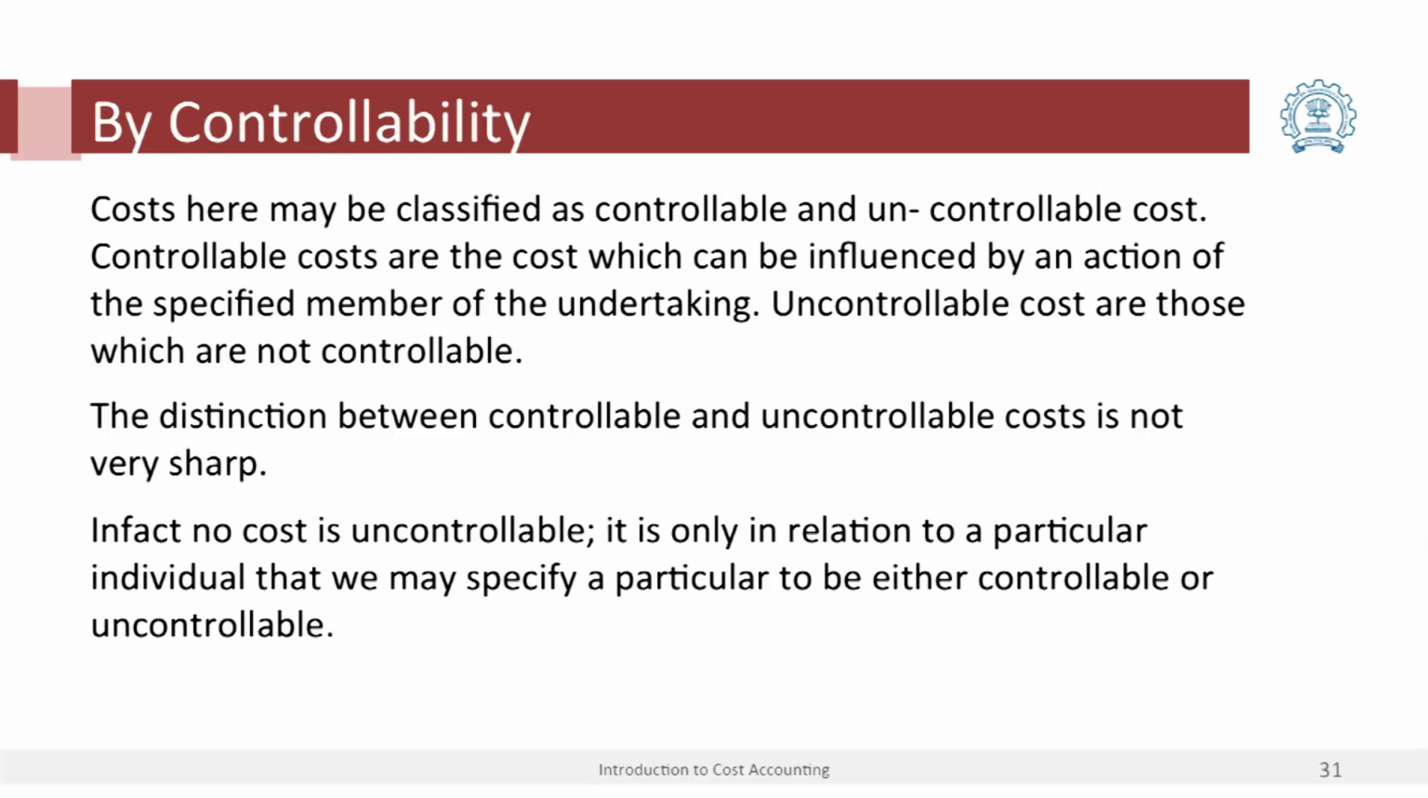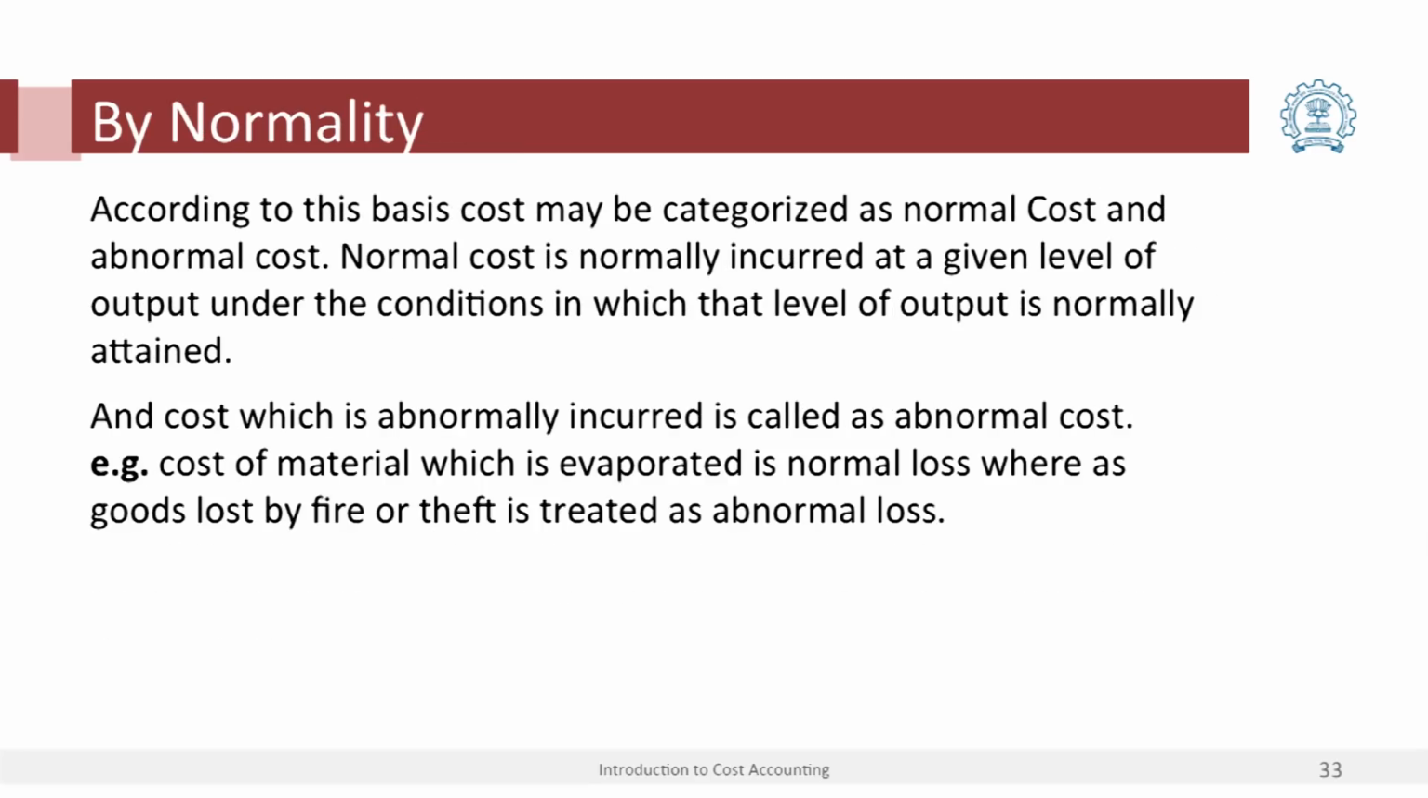The next classification is as per normality. All costs which are incurred in the normal course are known as normal costs. What are incurred in exceptional conditions, for example, there is a fire, or too much flooding, which is not normal, then it is considered an abnormal cost.